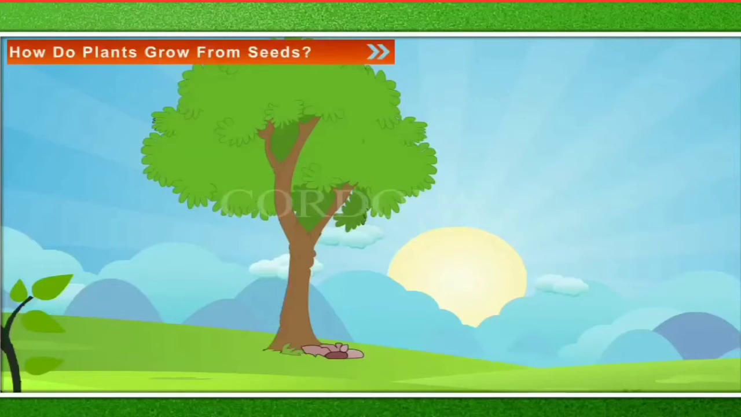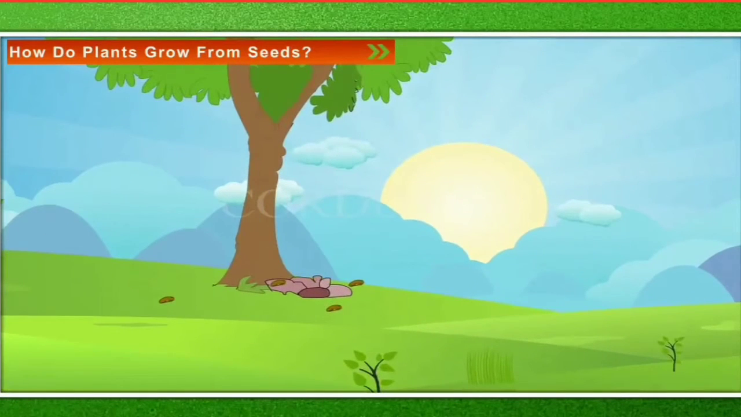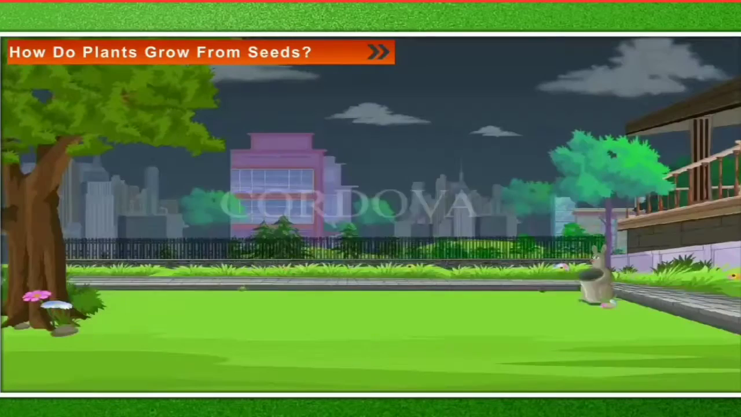How do plants grow from seeds? A single plant produces many seeds, but all seeds do not grow into new plants. Some seeds are eaten up by birds, rats, and other animals. Some of them are destroyed by wind and rain. Some seeds do not grow because they do not get sufficient air, water, or warmth.